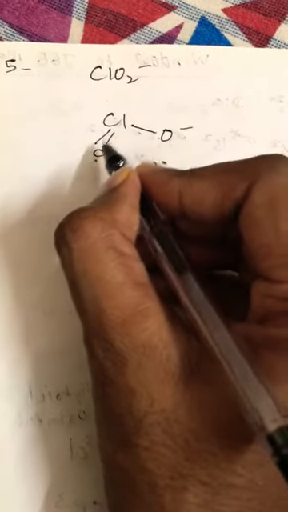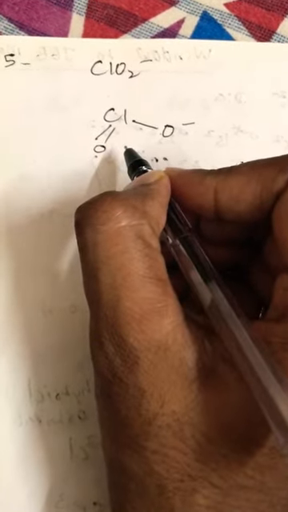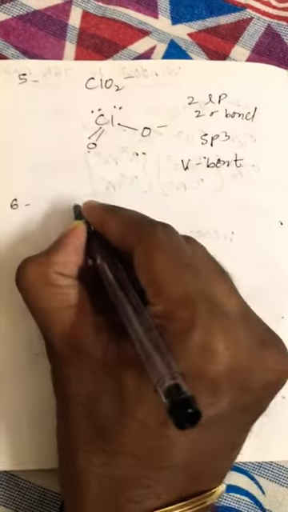Question number 5. ClO2 negative is not linear because it has this structure. Now Cl has 7 valence electron, out of which 3 electron are used here. So we have 2 lone pair. So here 2 lone pair and 2 sigma bond. So hybridization is sp3 and because of 2 lone pair it is V bent.